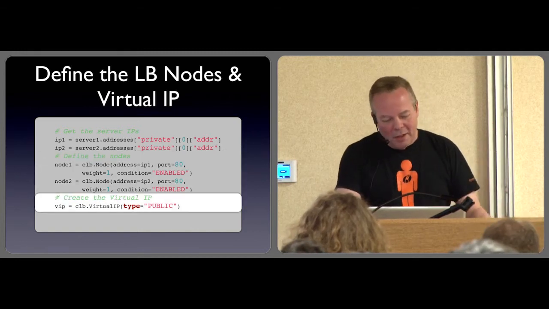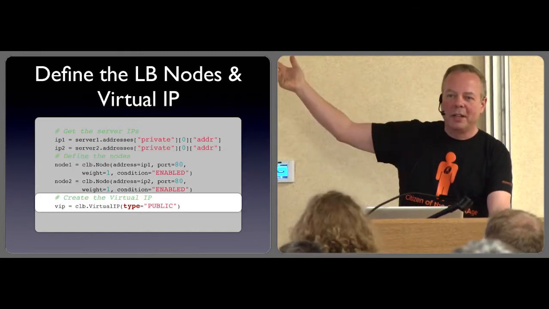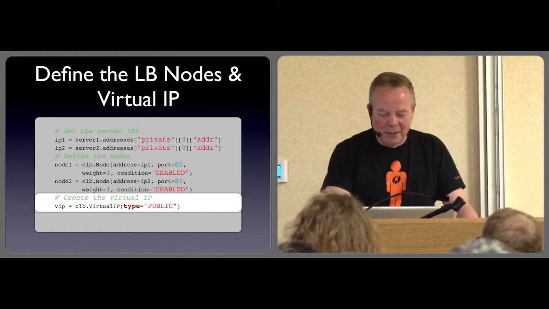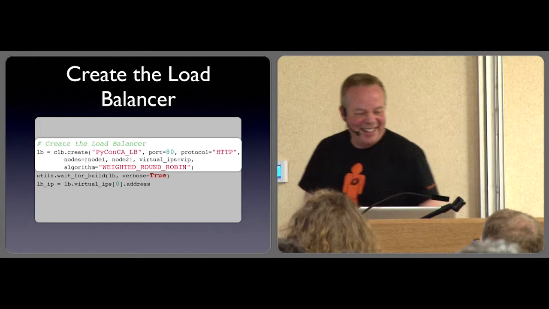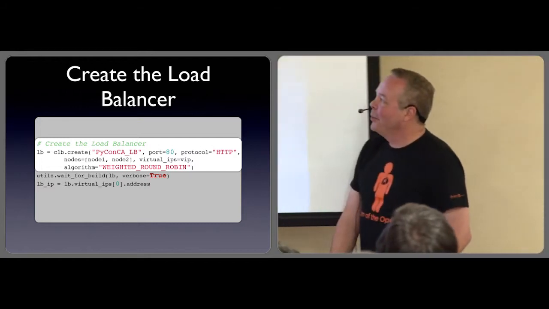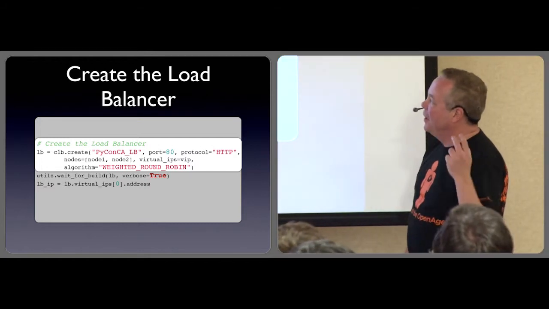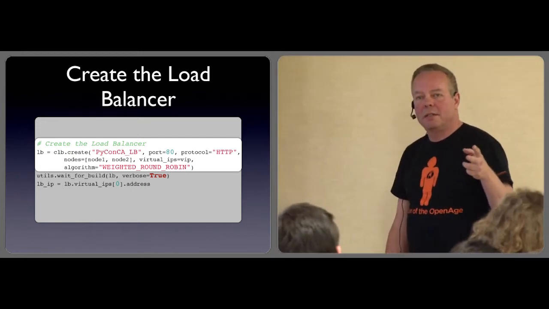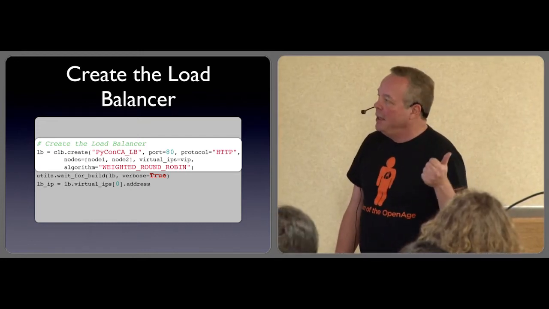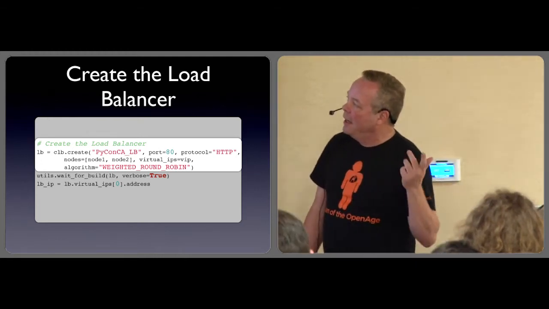A virtual IP, basically if you want it to face the public, you define it as public. This is not that interesting. But anyway, then here's where you create the load balancer. You give it a name, you define the port and protocol, you pass in the nodes that you want it to balance for, the IPs that you're going to be using, and an algorithm.